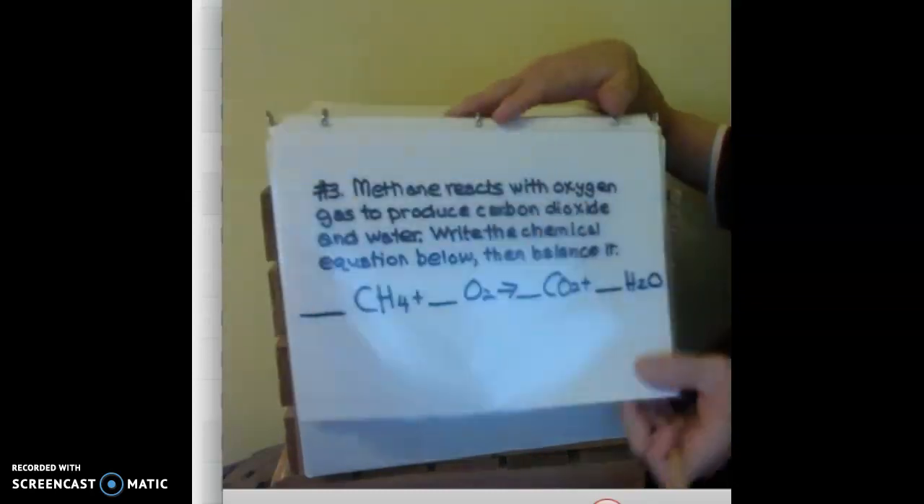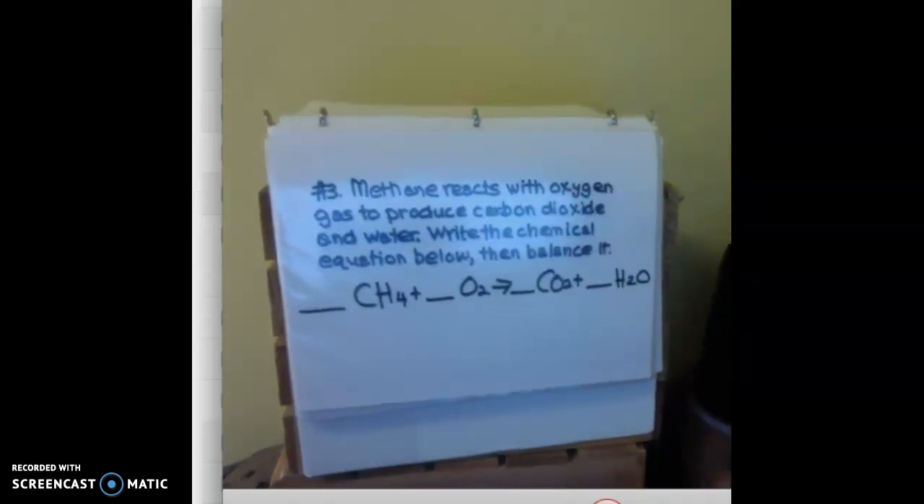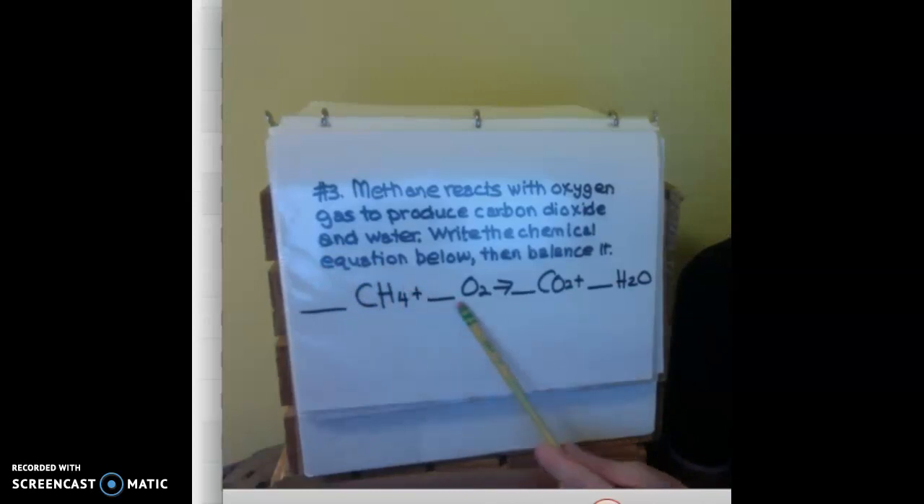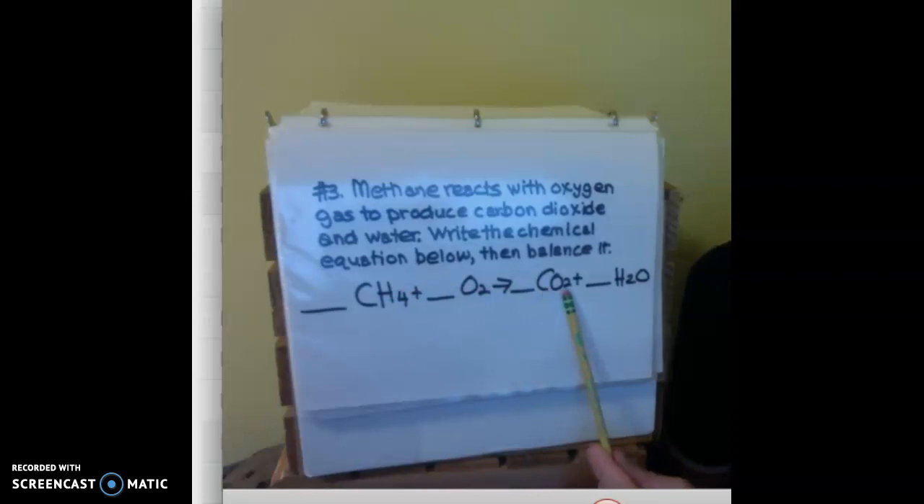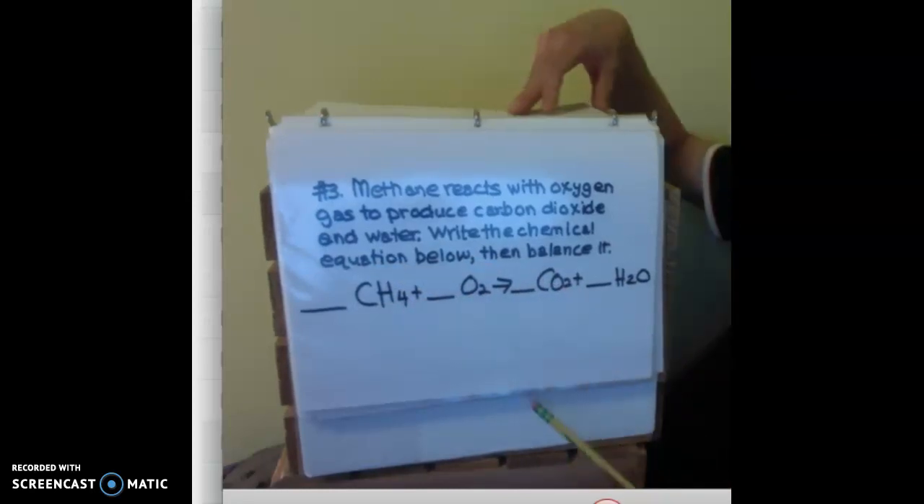So we know number 3. It says methane gas reacts with oxygen gas to produce carbon dioxide and water. Write the chemical equation below, then balance it. We know methane is CH4. Oxygen gas is O2. Those are the reactants, and they produce carbon dioxide, CO2, plus water. We went over all of these formulas. You have to know the formulas for these molecules. So there, you write that down.